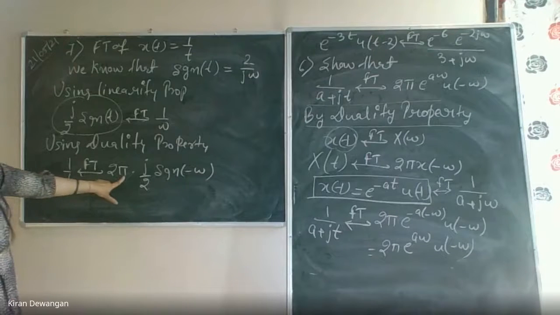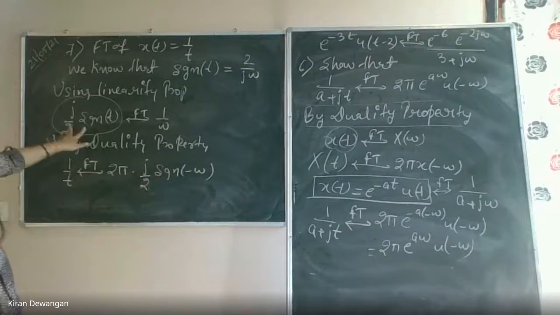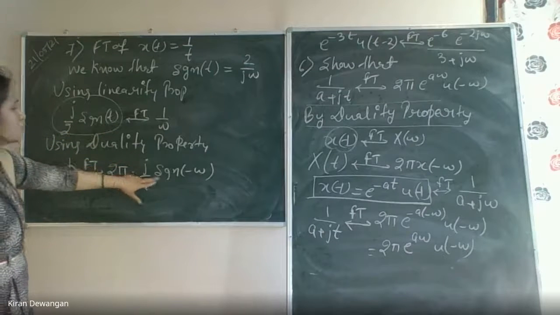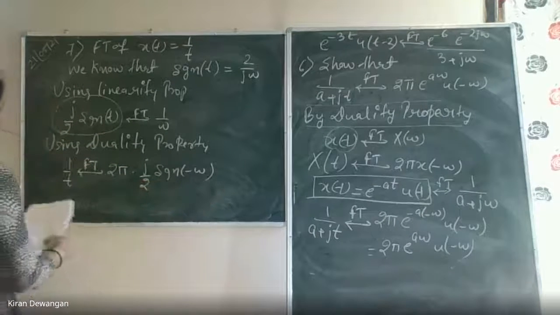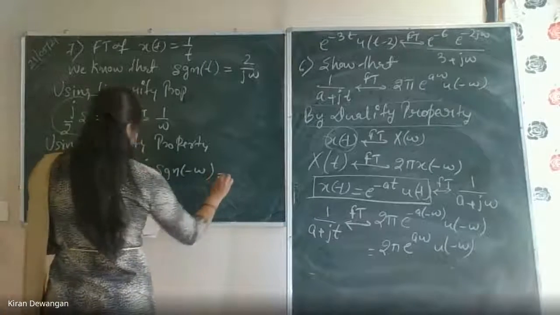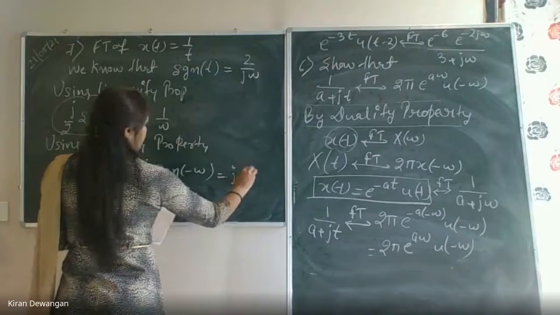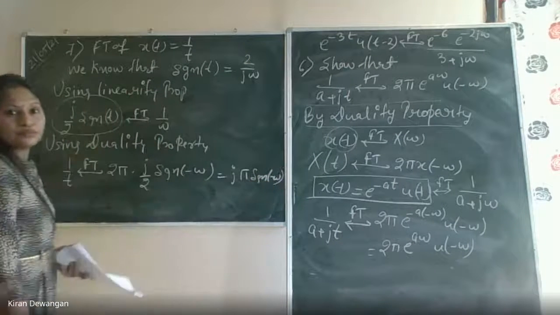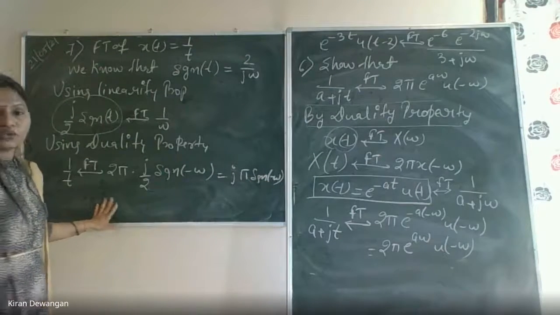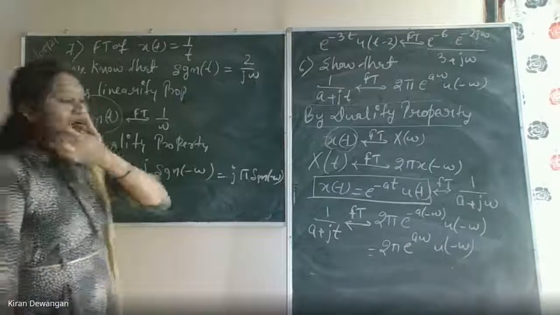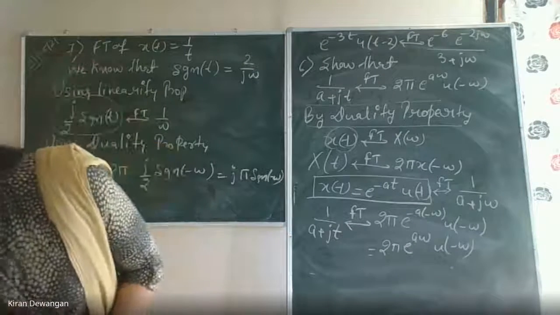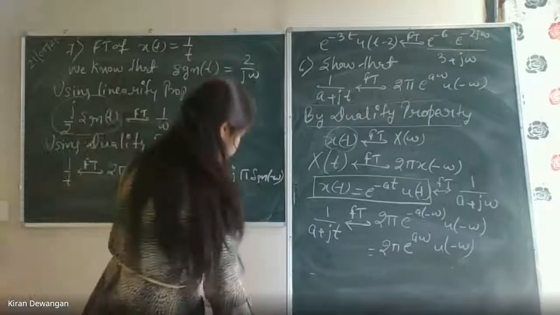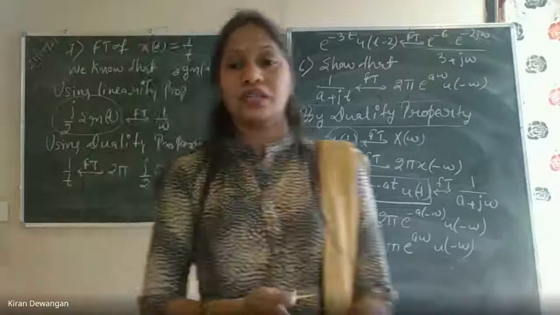The Fourier transform will be 2π x of minus omega. Now what is x(t) here? It is j by 2 signum t, so that will be j by 2 signum of minus omega. Now this can be further written as jπ signum of minus omega. So that is how we can solve the question. This is how we can solve any of the questions by making use of the properties. We will solve a few more questions in the further classes.